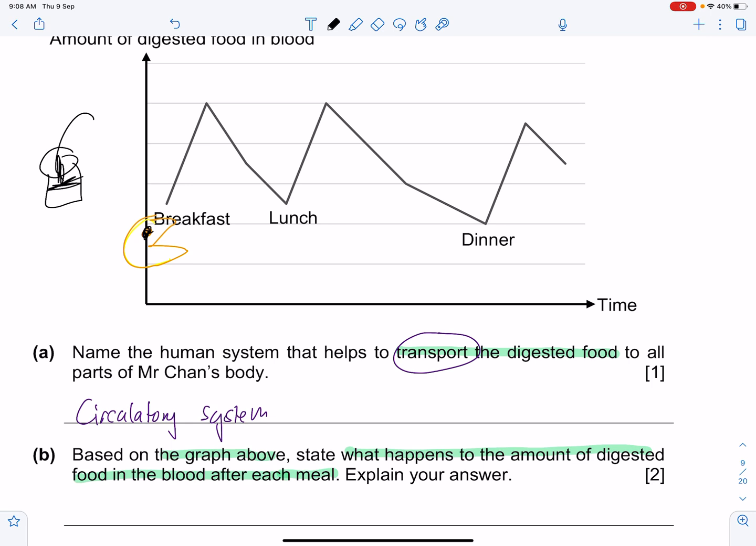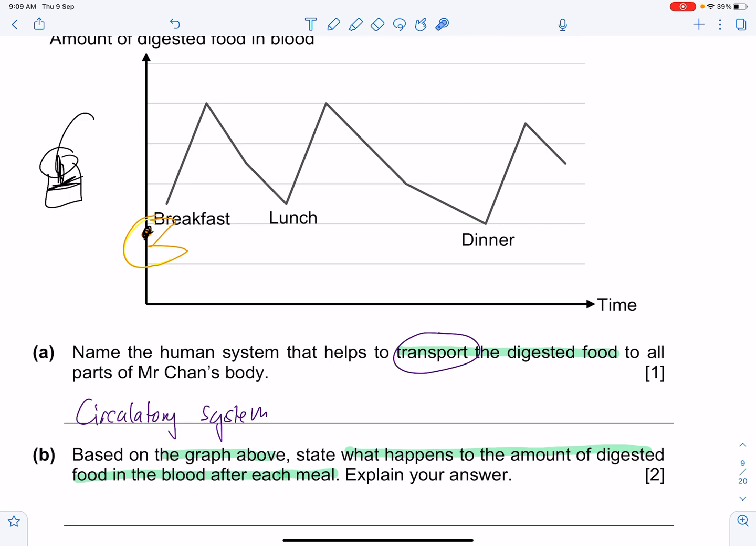It takes time for your food to be digested and then to be absorbed. So if you take a look at the graph, you had breakfast here. Your blood sugar level actually increases after every single meal. Do you realize that? And it only decreases after some time. So you see two trends over here, increasing and then decreasing, and then you eat again, then increase, then decrease, after each meal.